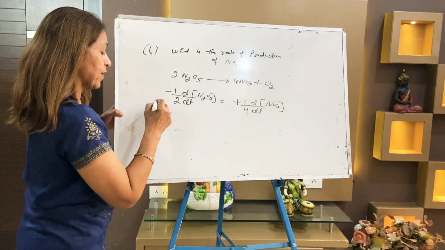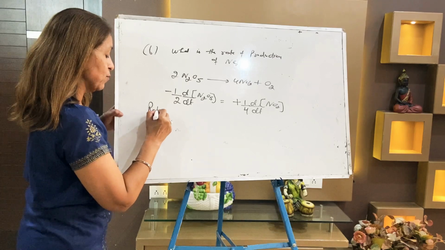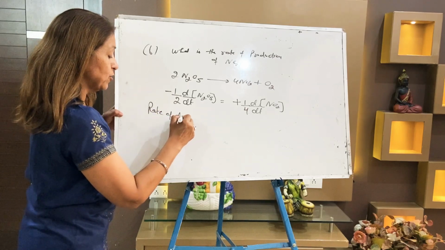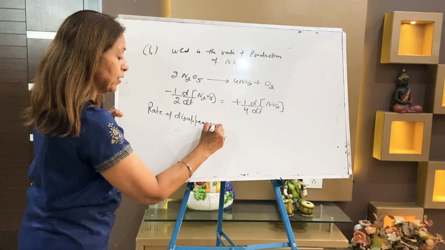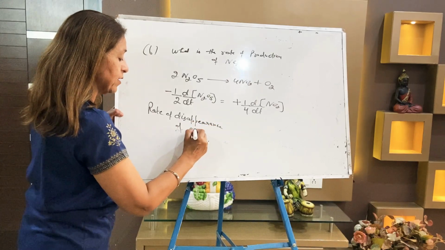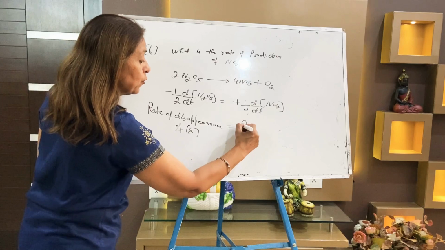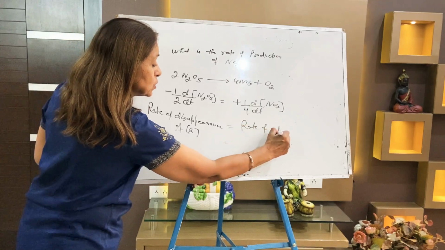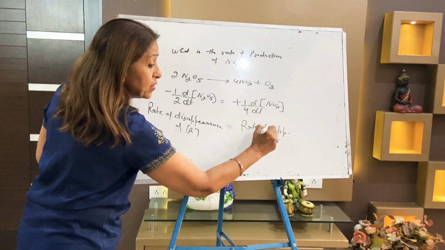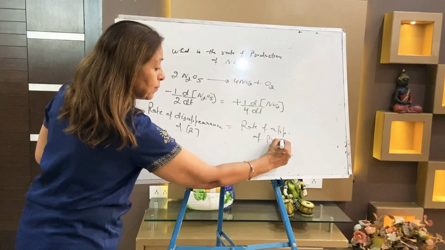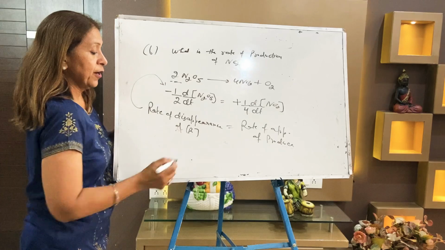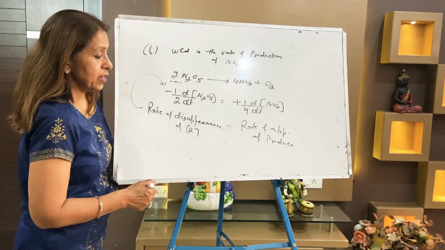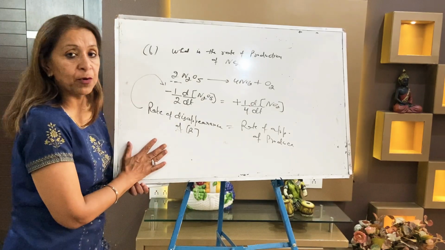Now you will write the rate of, what formula have we applied? Rate of disappearance of reactant. Rate of disappearance of reactant is always equal to rate of appearance of product. Write down appearance of product. So under this you can apply this formula. You can write here: rate of disappearance of reactant is equal to rate of appearance of product.